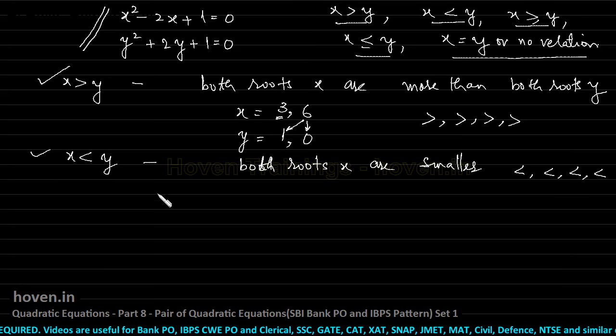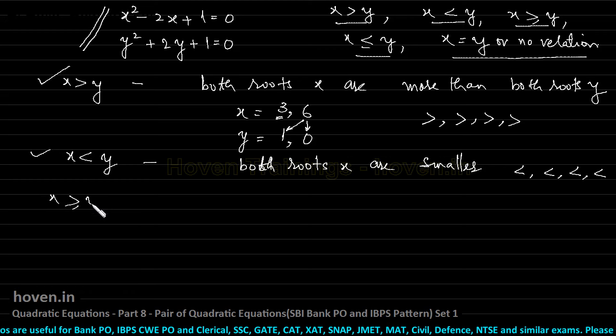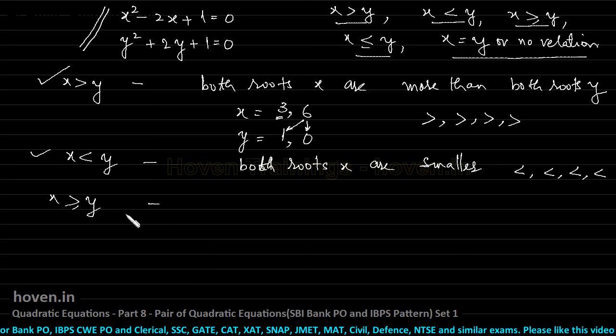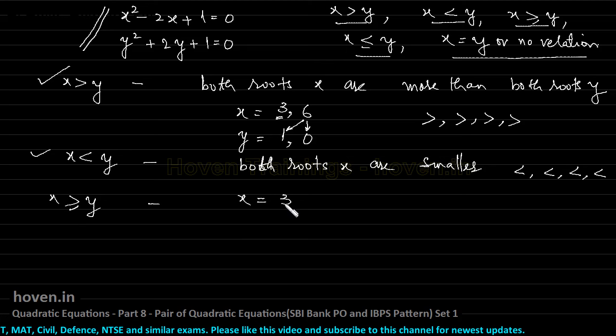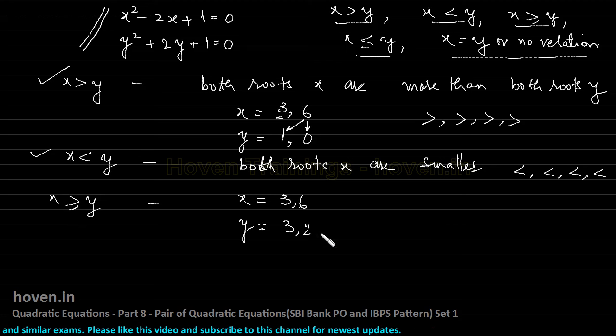Then we have x more than or equal to y. This case will hold when one of the roots of x is equal to a root of y, whereas all the others will have a more than sign. Take for example, x is 3 and 6 and y happens to be 3 and 2. Let us see how we can deduce that this is the relationship. Start with the first root. Compare with the first of y. They are equal, write an equal to sign.